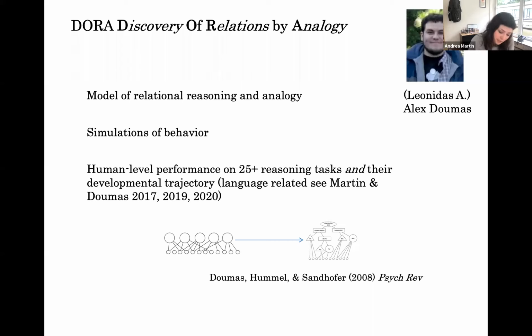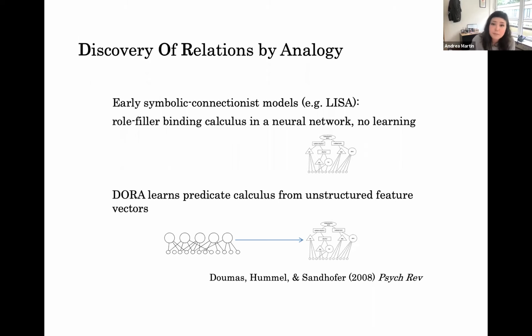LISA was the first way to represent a predicate calculus in a neural network, but LISA doesn't learn the representations from unstructured feature vectors, while DORA does. In any case, both of these models are made to be models of relational reasoning and analogy, and have been largely used to simulate a large literature now of behavioral tasks and their developmental trajectory. That's the other important contribution of DORA.